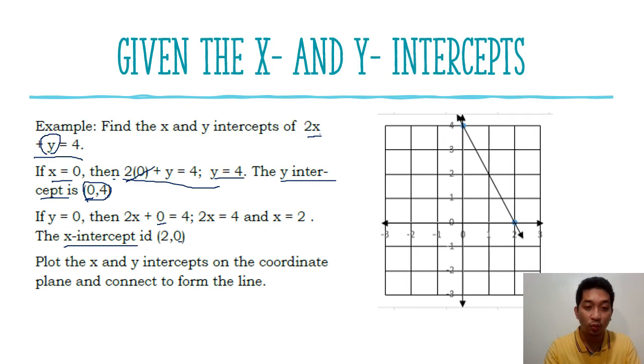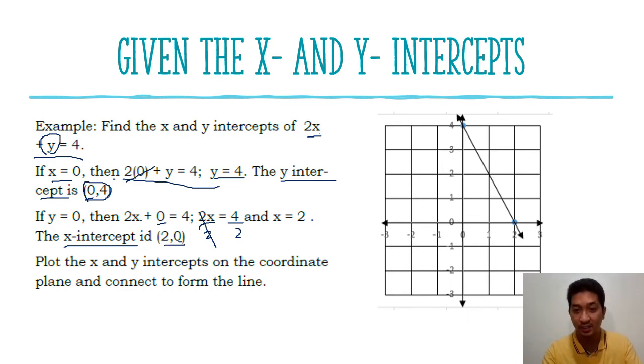So, you will get 2x plus 0, or just simply 2x is equal to 4. And then, using the MPE, divide both sides by 2, you will get x is equal to 4 divided by 2, which is 2. So, your x-intercept is (2, 0).